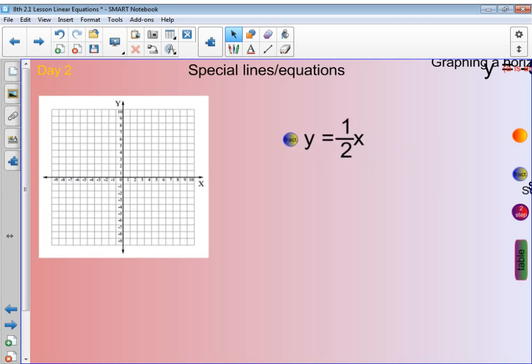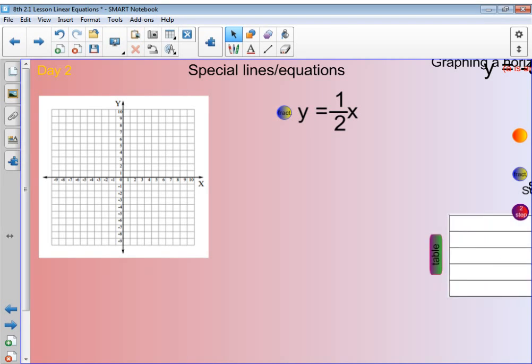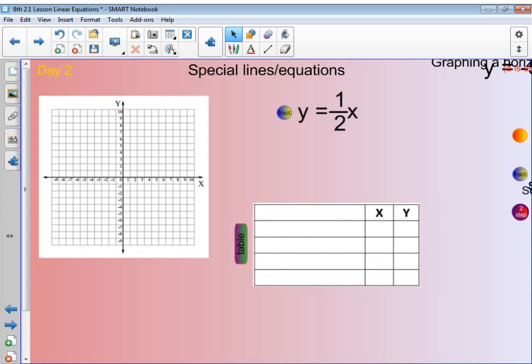Okay, so sometimes you're going to get equations that involve fractions. The first thing that you want to do when you get these is look at your denominator, or the bottom number of your fraction. That is going to tell you that you should work with multiples of that number. The reason we have to pick multiples of that number is because otherwise we're going to end up with decimal numbers for y, and we can't graph decimal numbers. We have to be able to graph whole numbers. So here, because I have 2 as my bottom number, I'm going to do multiples of 2.